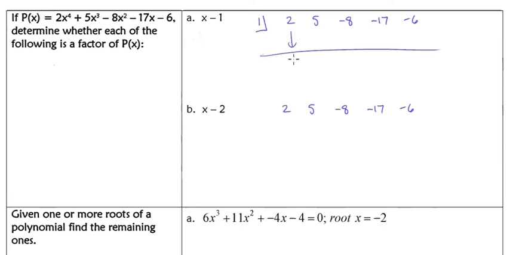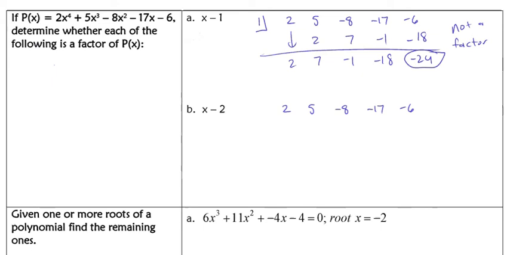So 2 comes on down. 1 times 2 is 2. 5 plus 2 is 7. 1 times 7 is 7. That adds to negative 1. 1 times negative 1 is negative 1, adds to negative 18. And 1 times negative 18 is negative 18, giving us negative 24. And this is not a factor. It does not have a remainder of 0. It's got a remainder of negative 24.